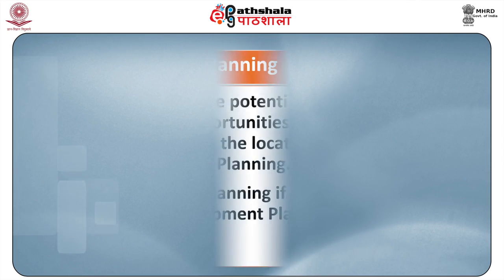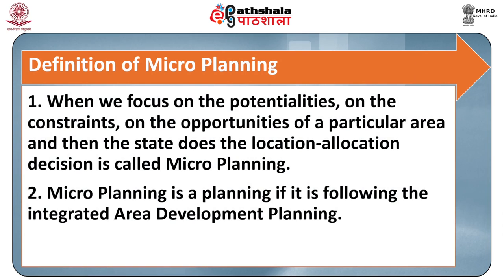But here, let me just quickly conclude: when you define micro planning, a definition can be that we focus on the potentialities, the constraints, and the opportunities of a particular area, and then the state does the location allocation decision. That is called micro planning. This is one very important dimension.